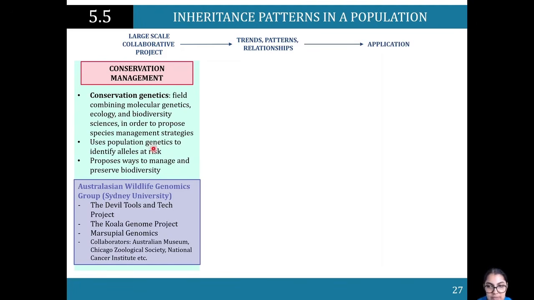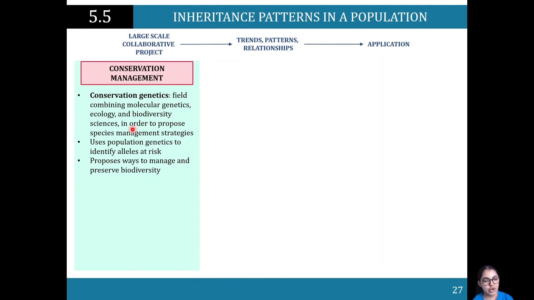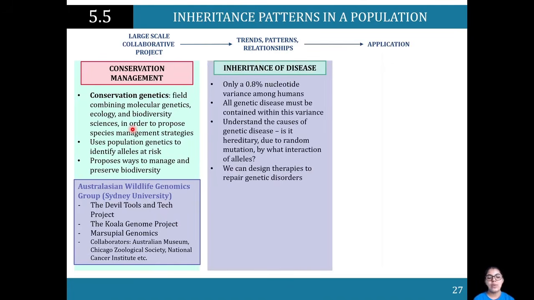Firstly, we have conservation management. Conservation genetics is the field of biology where essentially we combine molecular genetics, ecology, and biodiversity to propose species management. This process uses population genetics to identify any alleles that are at risk and proposes ways to preserve the biodiversity. An example of a group that does that is the Australasian Wildlife Genomics Group, which is found in the Sydney University, and they have projects like the Devil Tools and Tech projects, the Koala Genome Project, and also the Marsupial Genomics.